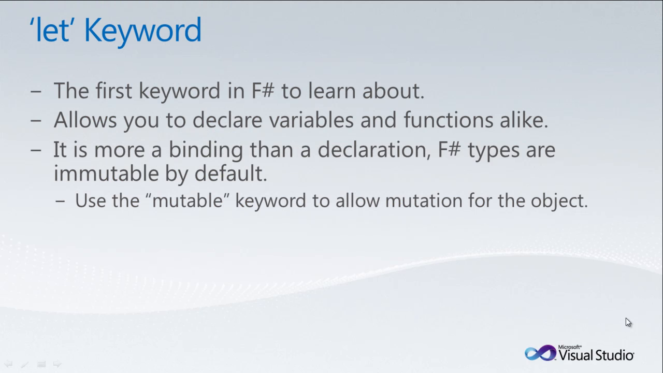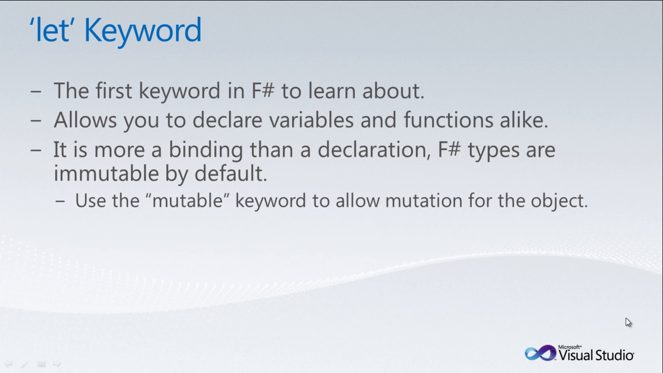The next topic is the let keyword. This is the first keyword that you should and must learn in F Sharp, because it allows you to declare variables and functions alike. So you can just have let x equal to 5, or you can also have let x of equal to 5. The difference between the two is that the first one is a variable and the second one is a function.